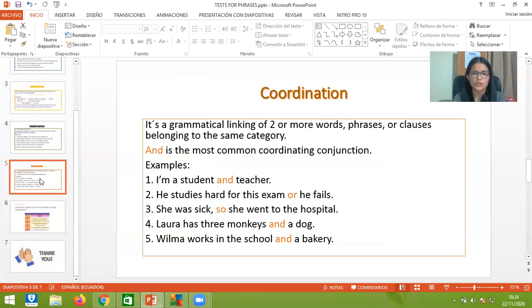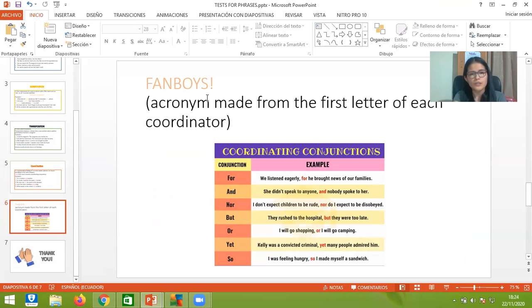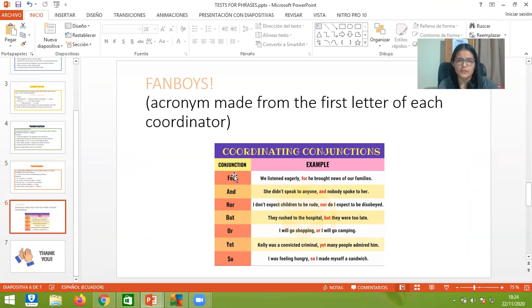And when we were talking about coordination, we can use the fanboys. What are fanboys? Fanboys is an acronym made from the first letter of each coordinator. We can say that they are the coordinating conjunctions: for, and, nor, but, or, yet, and so. So it's a good way to talk about coordination using this acronym.